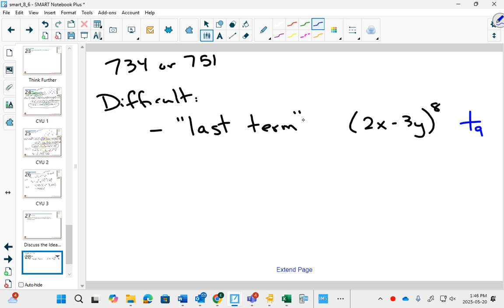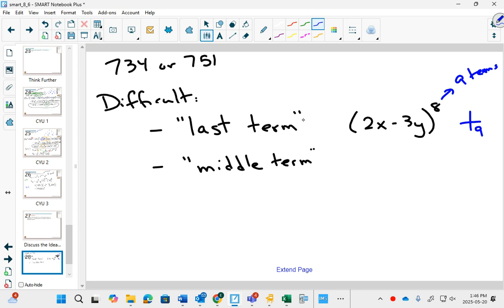Next, you could get a question that says find the middle term. Okay? This same example that I gave you. What would be the middle term? Term 3, term 4, term 5, term 6, term 7. Which one's right in the middle? Term 5. Okay? So you know that there are 9 terms.